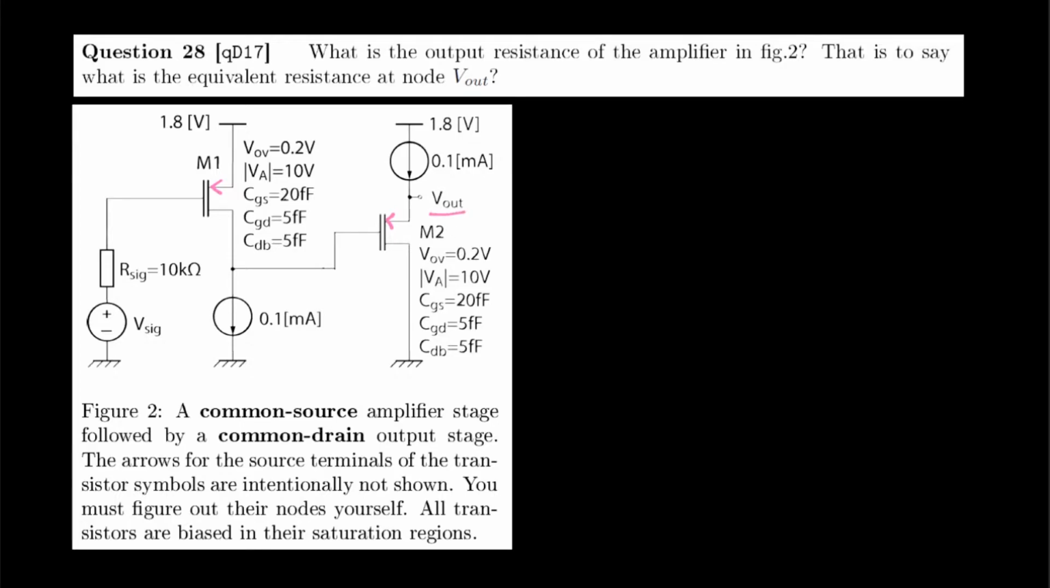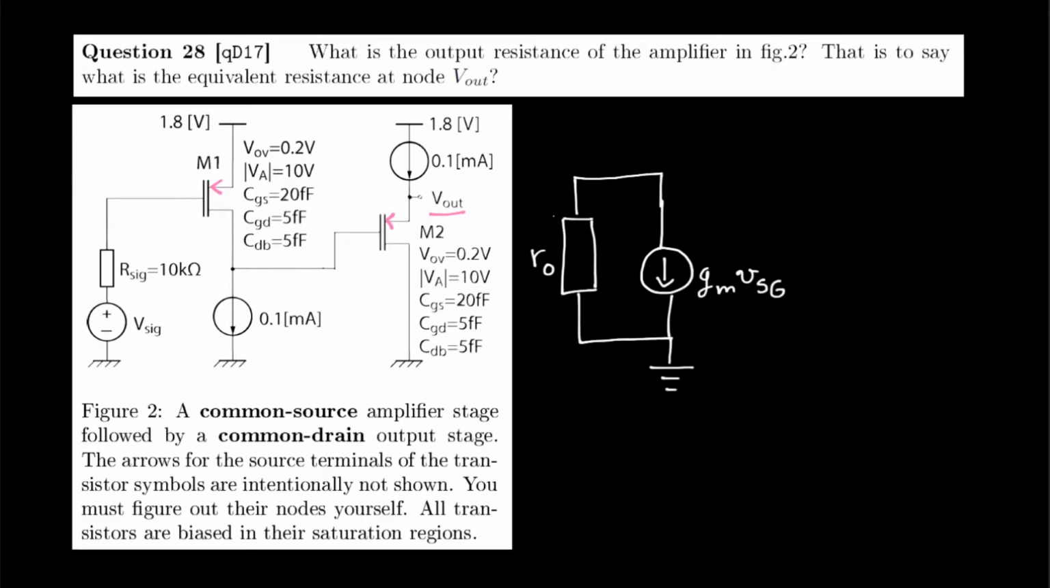To do that, we first have to make a small signal equivalent of this part of the circuit. So let's make that. You may now be tempted to say that the output resistance at Vout is just this RO, because indeed it is a resistance. However, that's not the full story.